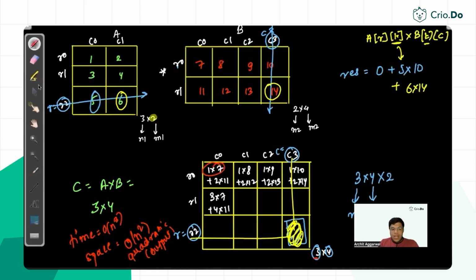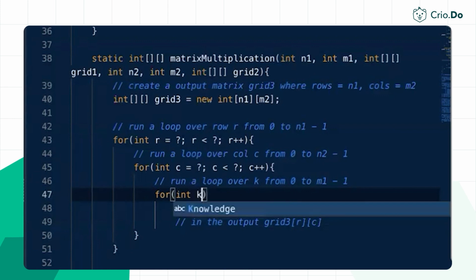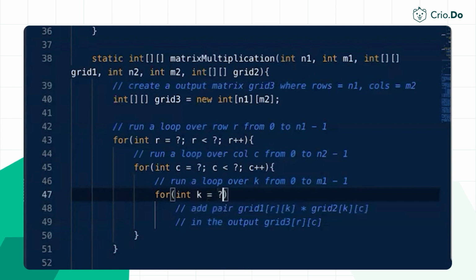If I just show you, it was running over columns of first matrix C0, C1 and rows of second matrix R0, R1 simultaneously together, and we were getting pairs from them. So let's have the common dimension with the name K, which is starting from some value again, going till some value, and every time incrementing. Now the point is, how will you find these question marks? Finally, you will obviously have to return the grid 3, that is output.